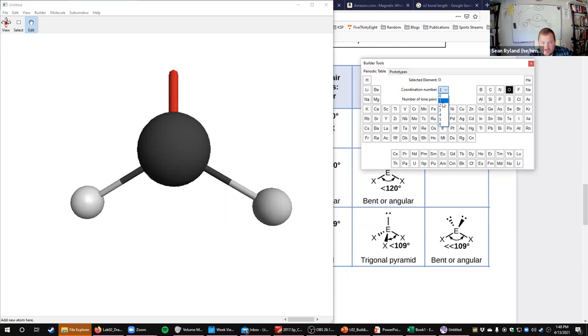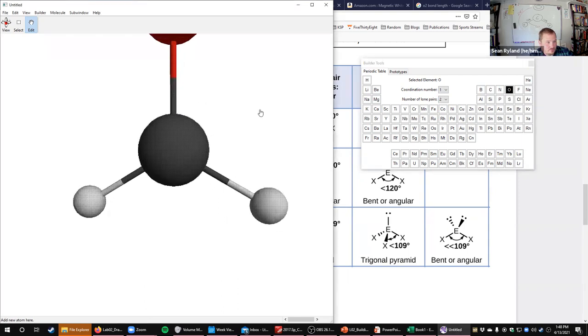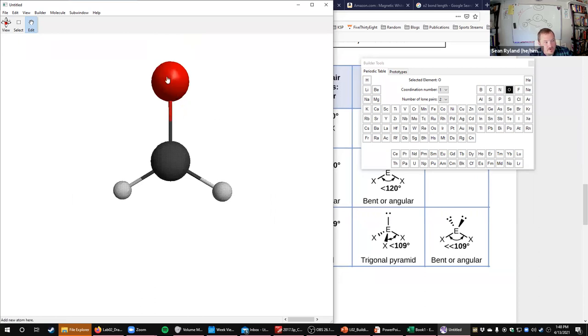Now, oxygen's coordination number is just going to be 1. It's still going to have 2 lone pairs. And when we add it in there, we get a carbon-oxygen double bond, which is not exactly what we want. It doesn't really matter what the bonds look like, but if we wanted to change that, you can just right-click right on the bond. You have to get right on there. But then you can say bond order double. Right? And so by being careful about our coordination number and picking the lone pairs properly, it actually will do a lot of the bond angles for us.